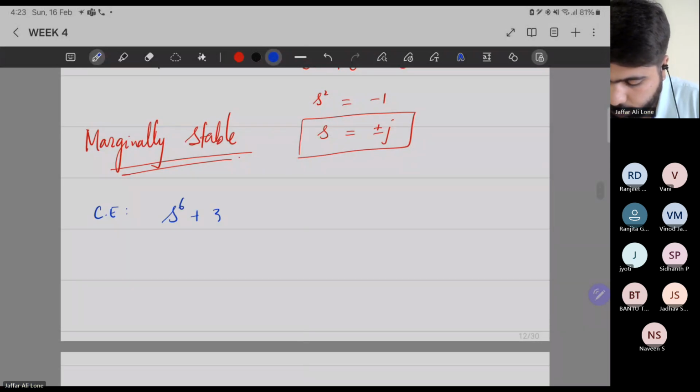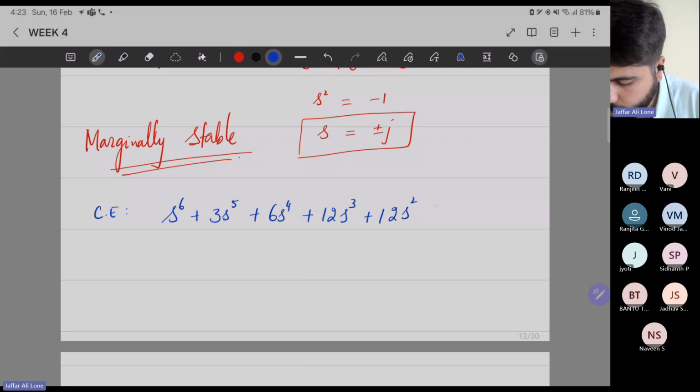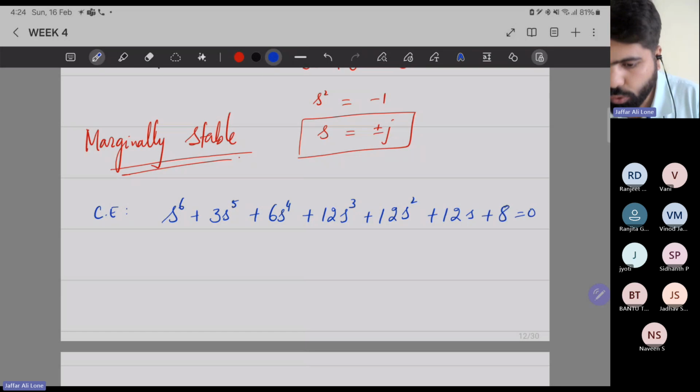Now, based on this, if I modify my characteristic equation as s^6 plus 3s^5 plus 6s^4 plus 12s^3 plus 12s^2 plus 12s plus 8, again you will get no sign changes. If you solve it, you will get no sign changes. Please solve it and you will get a row of zeros. Then we have to conclude whether our system is marginally stable or unstable.